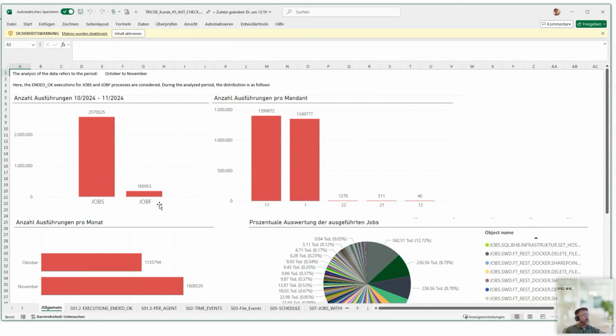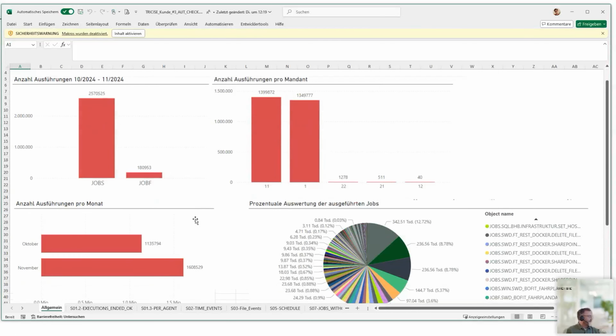If you break it down by clients, most of the traffic occurs in clients 11 and 1. Top one is client 11. We have 1.4 million executions, followed by client 1, 1.35 million executions. And then we have a big gap, and then we have some low running environments, client 22, client 21, client 12.